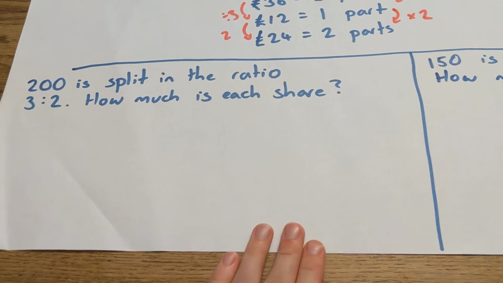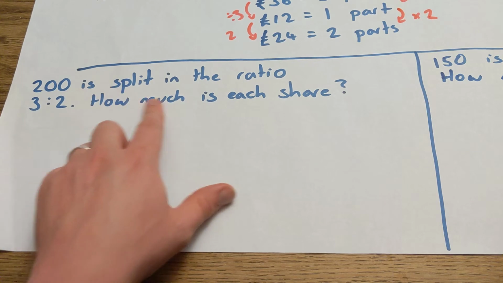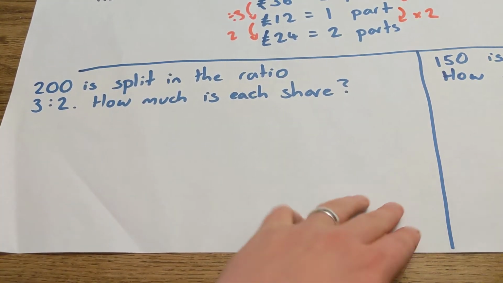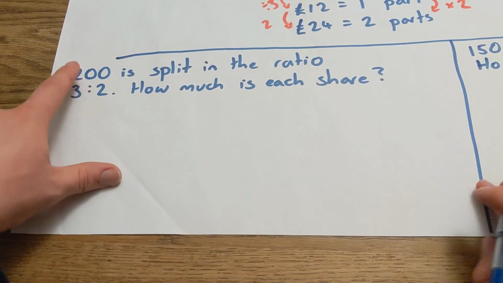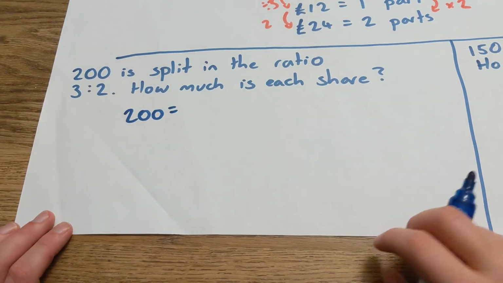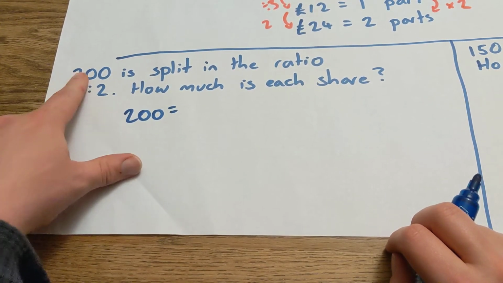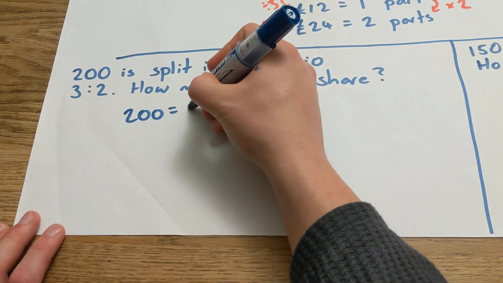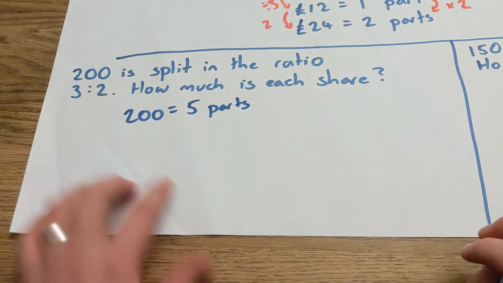Let's have a look at some more of these then. So 200 is split in a ratio 3 to 2. How much is each share? So how much does the 3 get and how much does the 2 get? I haven't put names or anything to these just to save a bit of space. First off, this 200, what does that represent? Does that represent the 3, the 2, or the combined? Well, it represents the combined, because that's what's all been split. So 200 equals 5 parts, because it's the 3 and the 2.